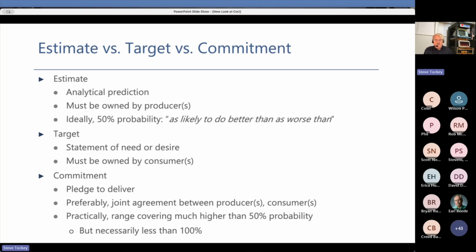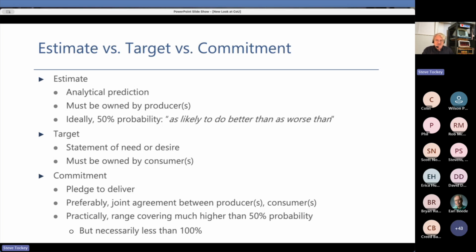Ideally, we would want this estimate to correspond to a 50-50 probability. We are as likely to do better than this as to do worse than this. We could do better, we could do worse, but we are as likely to do better as we are to do worse. And as I said, by analogy, getting from my house to the airport, the 50-50 probability, 40 minutes.